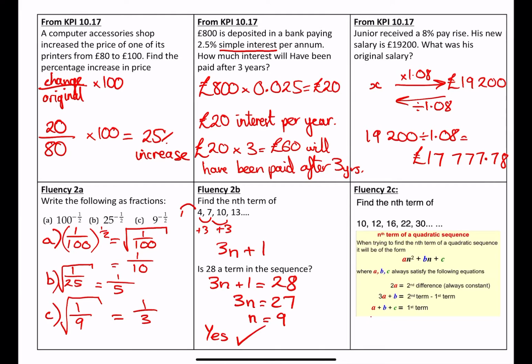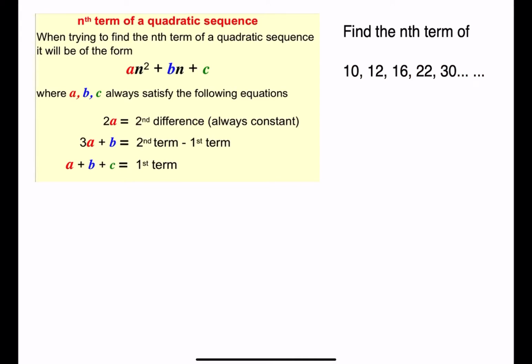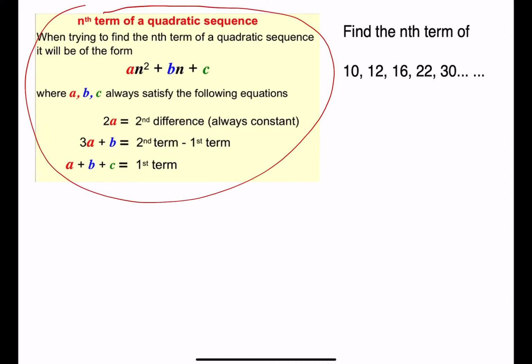Okay, finally, fluency 2C. I'm actually going to do this on the next slide just so I've got a bit more space. Nth term of a quadratic sequence. Now, if I think back to the assessment we did in November, nth term of quadratic sequences was one of our worst answered questions. And it's because you studied it in year 9. It's not a difficult topic. You follow the same formula. And I've put this in to help you, just to jog your memory.